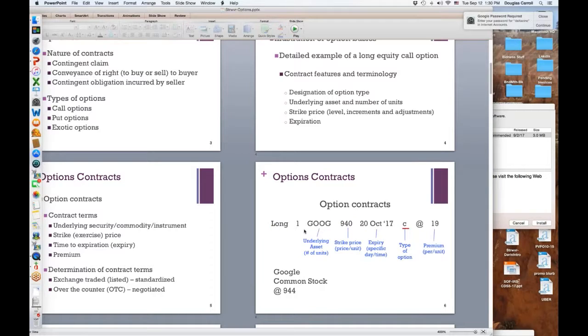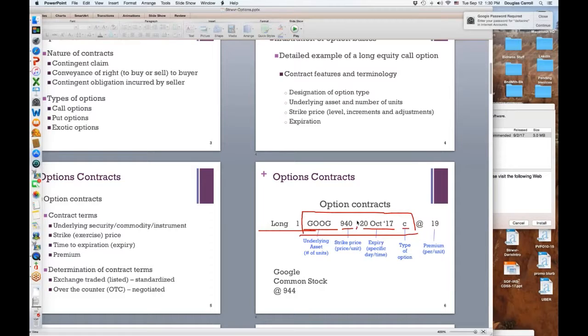Now, all of those things that we just discussed, the type of option, the underlying asset, the strike price, and the expiration, those are the terms of the contract that the buyer bought one of. And in general, once the contract is created, the terms don't change. The only exceptions to that are one I'd mentioned already. The terms of the contract will be adjusted for stock splits.